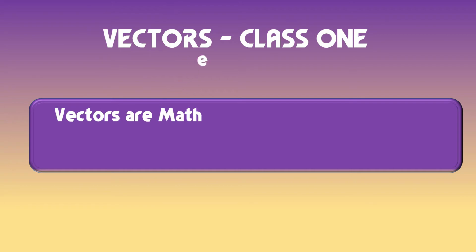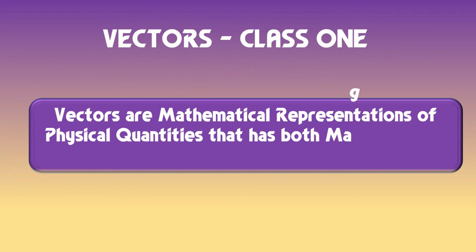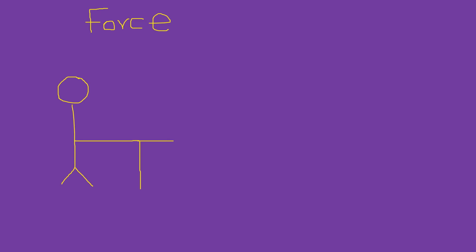Vectors are mathematical representations of physical quantities that have both magnitude and direction. Let me give some examples of things you will encounter in physics. Let us first go through force. When we represent forces, we always represent them with an arrow.